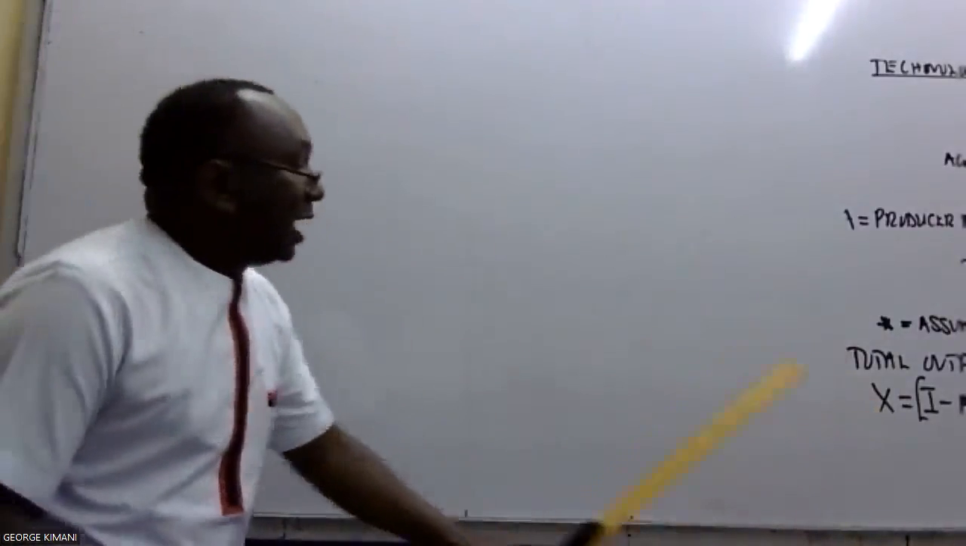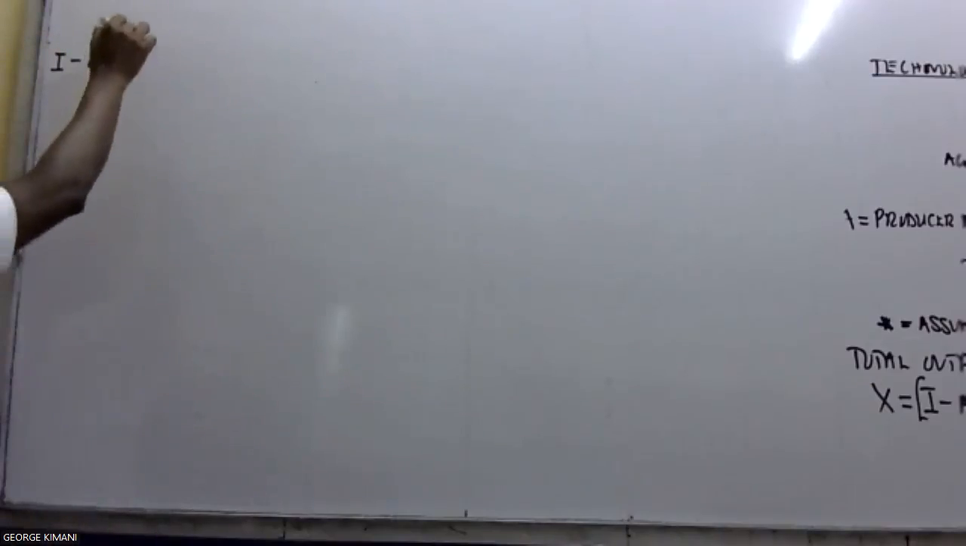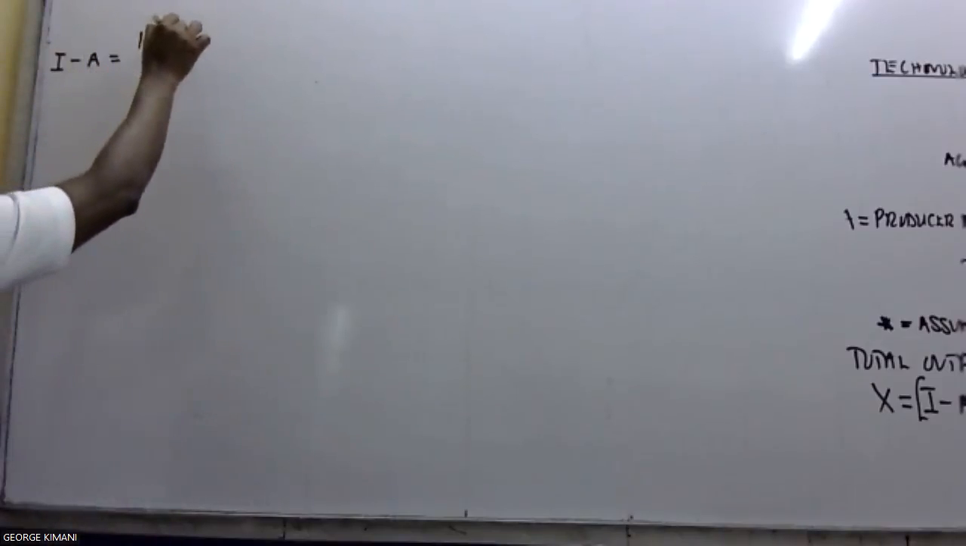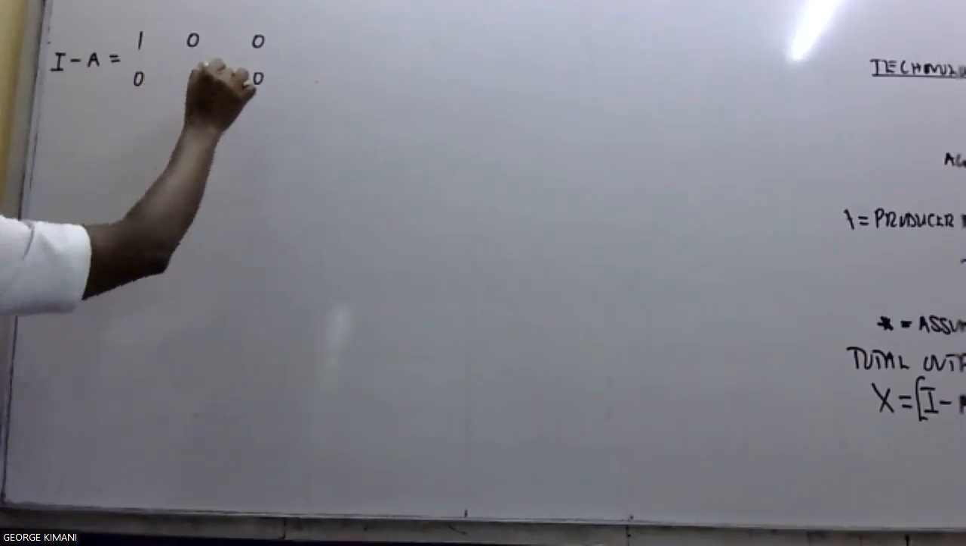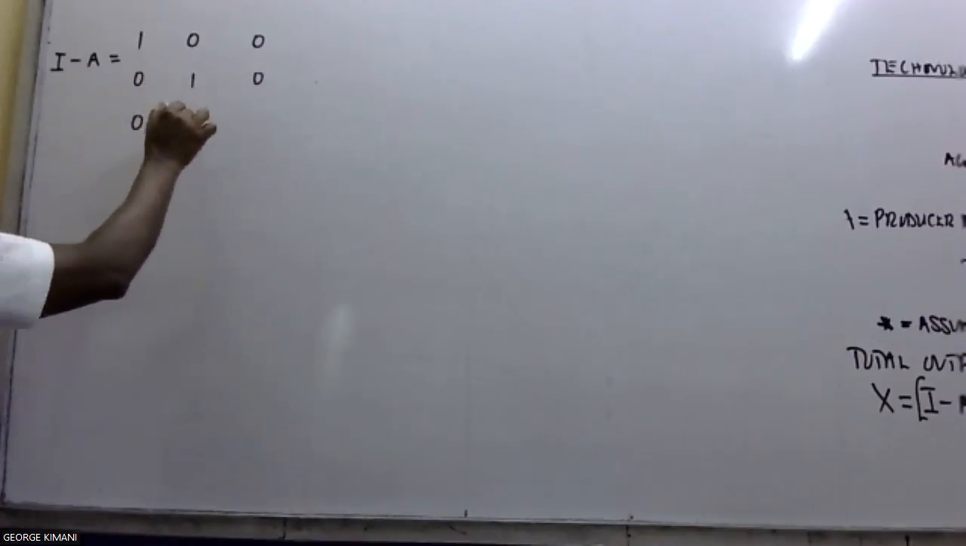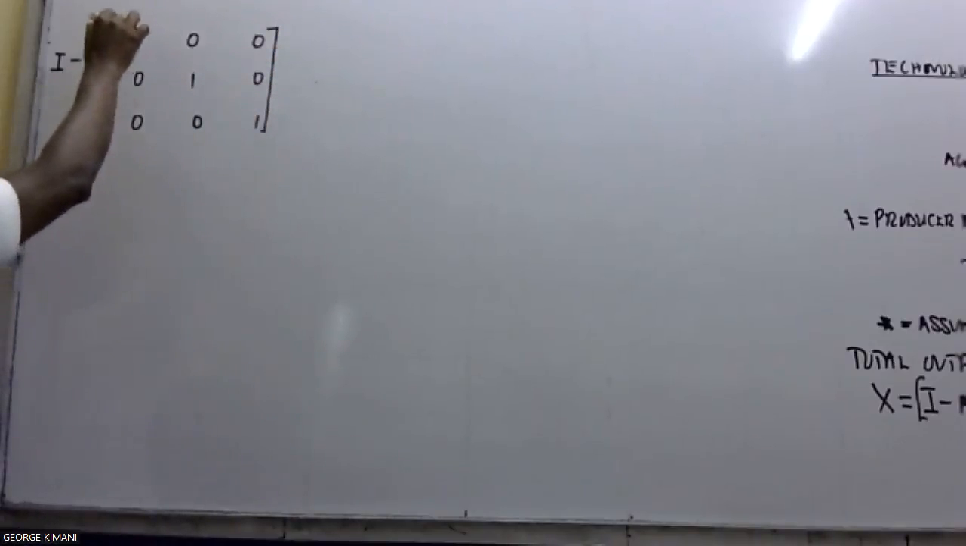Okay, so the formula is like that. So now we will need I minus A. I is an identity matrix that is written like this: 1 0 0, 0 1 0, 0 0 1. That is what we call identity matrix.